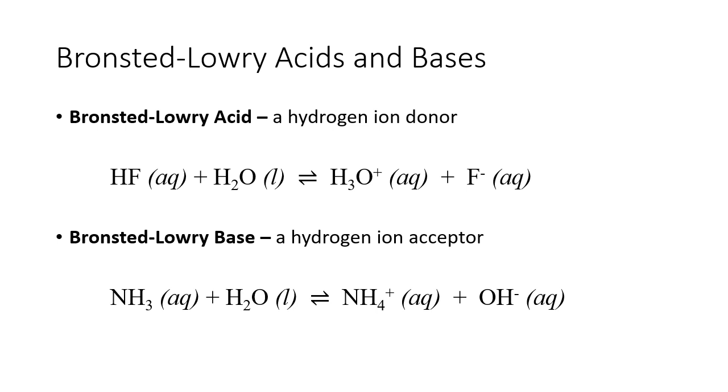That's why we have the next acid and base model that we're going to be talking about, Bronsted-Lowry acids and bases. A Bronsted-Lowry acid can be defined as a hydrogen ion donor, and a Bronsted-Lowry base can be defined as a hydrogen ion acceptor. So if you look at our first example, hydrofluoric acid, HF, dissolved in water, will donate one of its hydrogens and increase the amount of hydrogen ions in a solution.